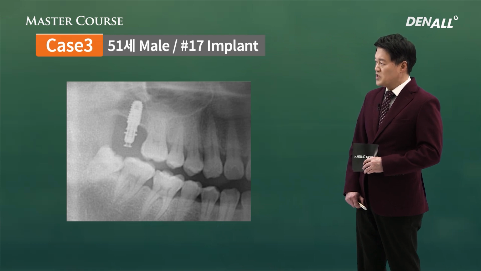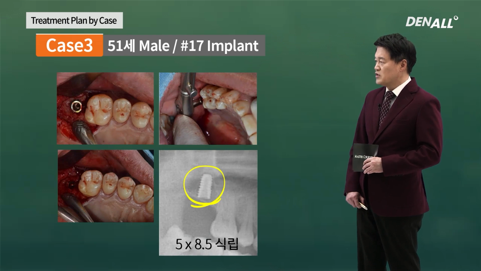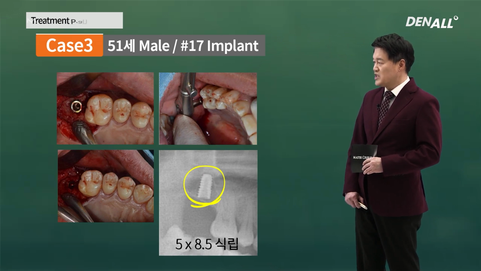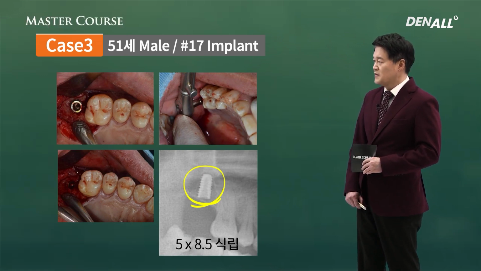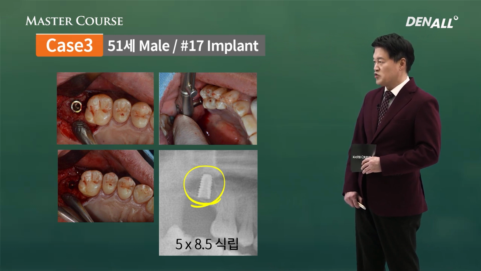It should go more distal. So using the fixture driver, I did more depth control. I pushed it a little bit more. Finally, 5 by 8.5mm was placed. If possible, all rough surfaces should go inferior to the bone, and placement depths need to be adjusted.